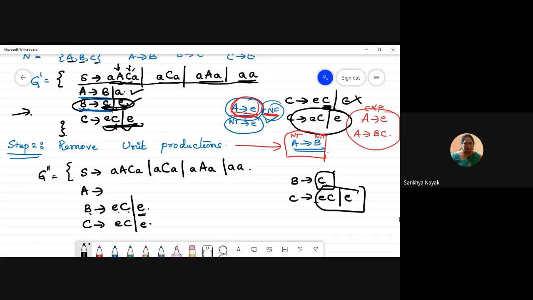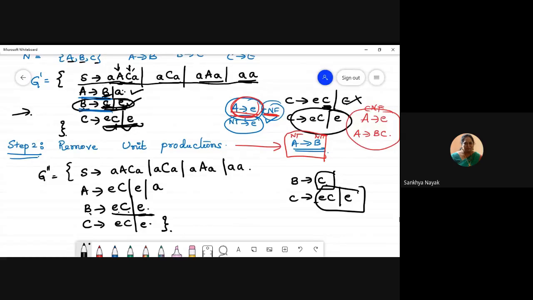Now A derives B. So in place of B, I am going to replace it with the right hand side. So it becomes EC or E, and already A is there. So I will write it as A. Okay. I hope this is clear. Right?